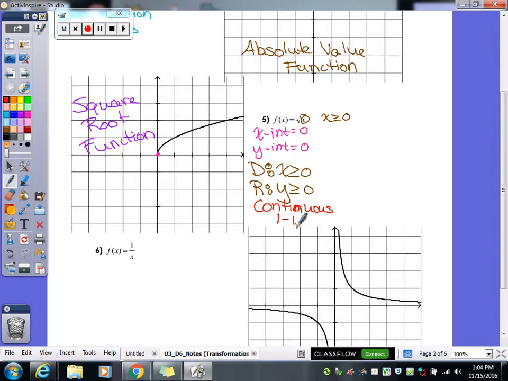Is this graph increasing, decreasing, or both? Increasing. Now with this one, yes, it's increasing for the entire part of the graph, but we have no x values over here in the negatives. So since it would look a lot like your domain, it's increasing when x is greater than or equal to 0.